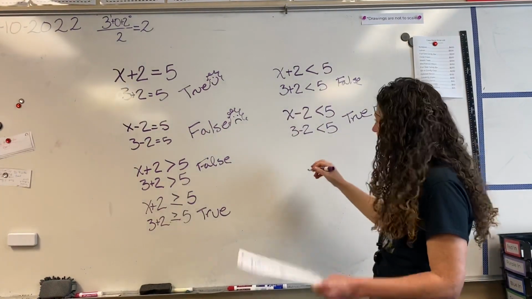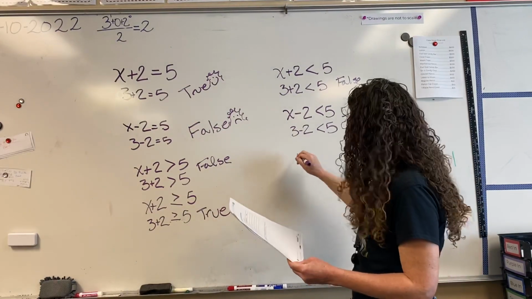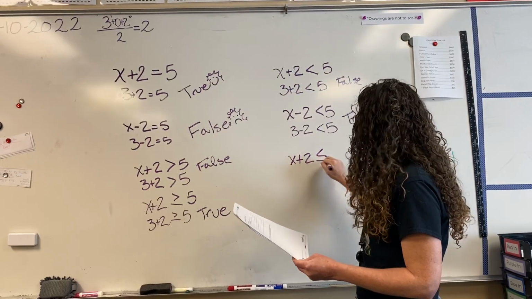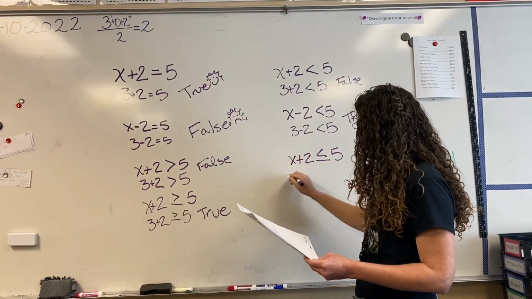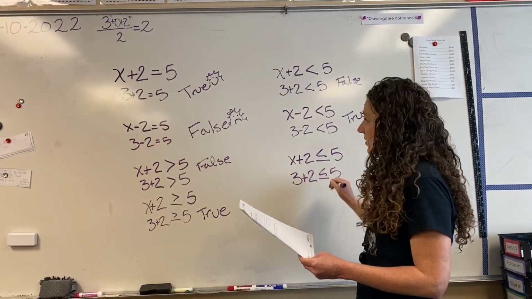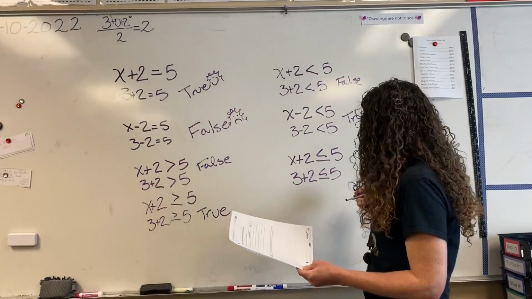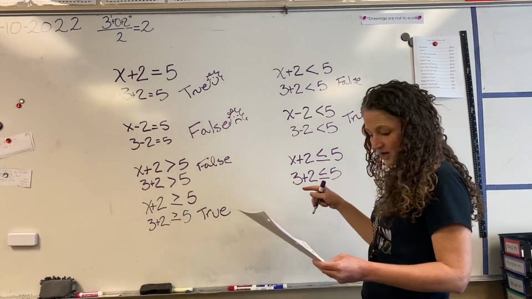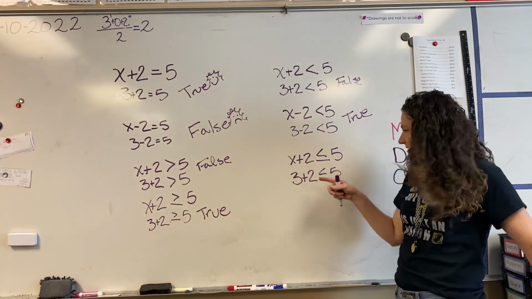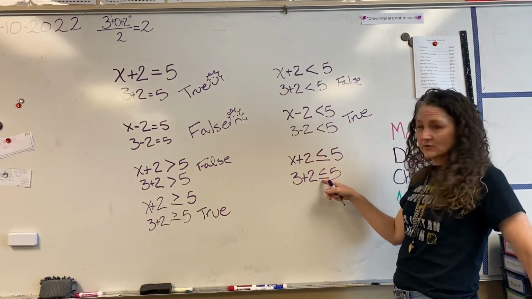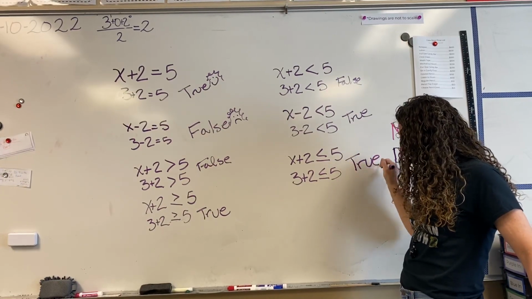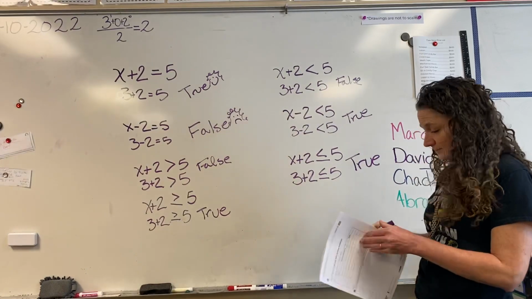What if I have x plus 2 is less than or equal to 5? Is that true? 3 plus 2 is less than or equal to 5. It wasn't greater than, or less than, the bottom one. So it's false. Is this one true or false? True. It's not less than 5, but is it equal to 5? Yeah, so it's true. And then the last one's false.